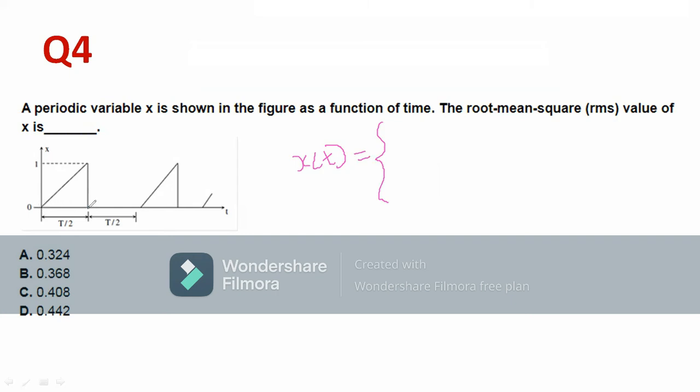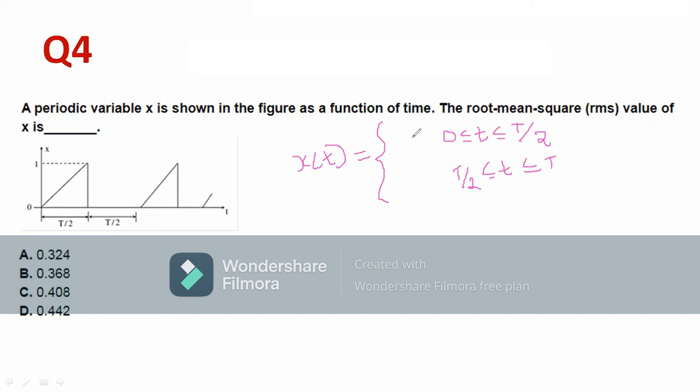So let us look at the half cycle. Half cycle means starting from 0 less than or equal to t less than or equal to T by 2. And also the second half cycle, starting from T by 2 less than or equal to t less than or equal to capital T. Capital T is the time period.